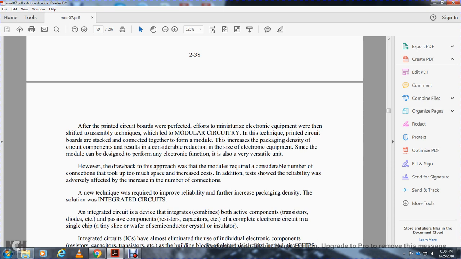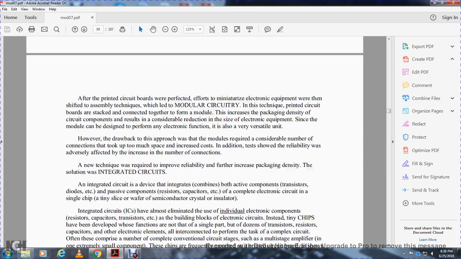However, the drawback to the approach with the modules was recognized: the considerable number of connections took up much of the space. The increase in the cost of the addition of the test should be reliable with the effect of the increase in the number of connections. A new technique was required to improve the reliability and further increase the packaging density. There was a solution with an integrated circuit board.